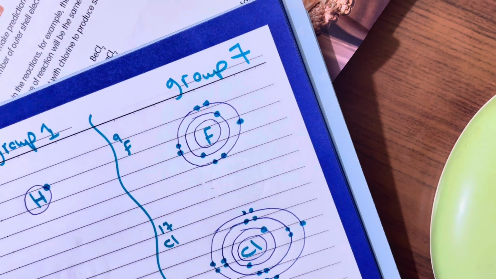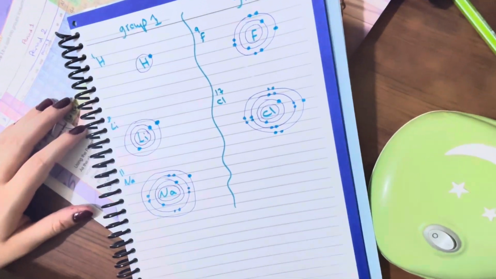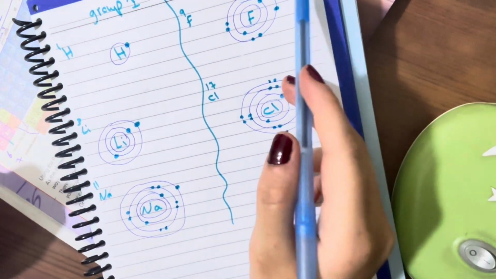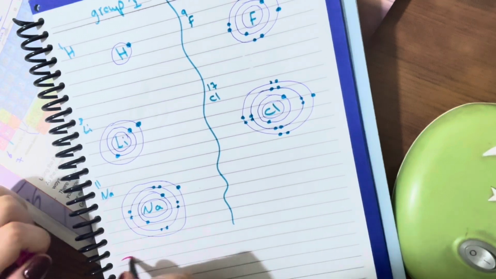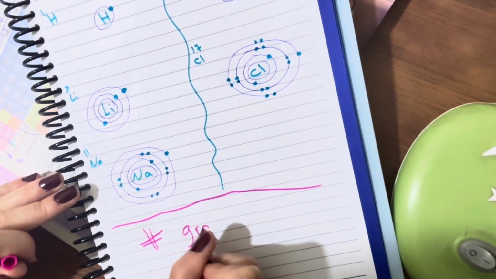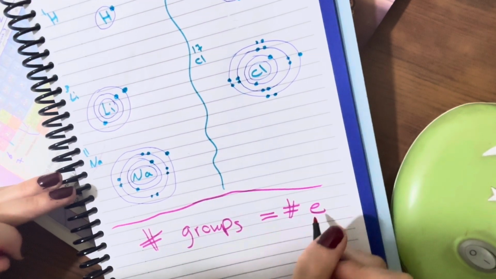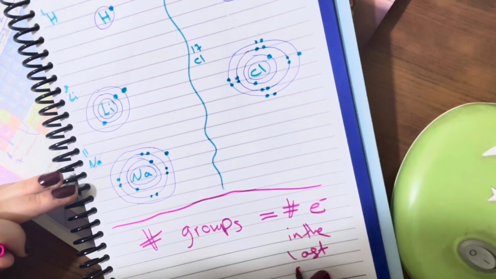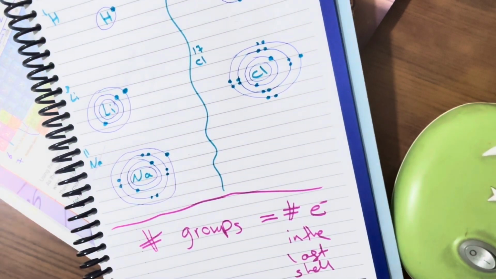So we have a conclusion now. Our conclusion is that the number of a group resembles the number of electrons in the last shell. The number of a group equals the number of electrons in the last shell.